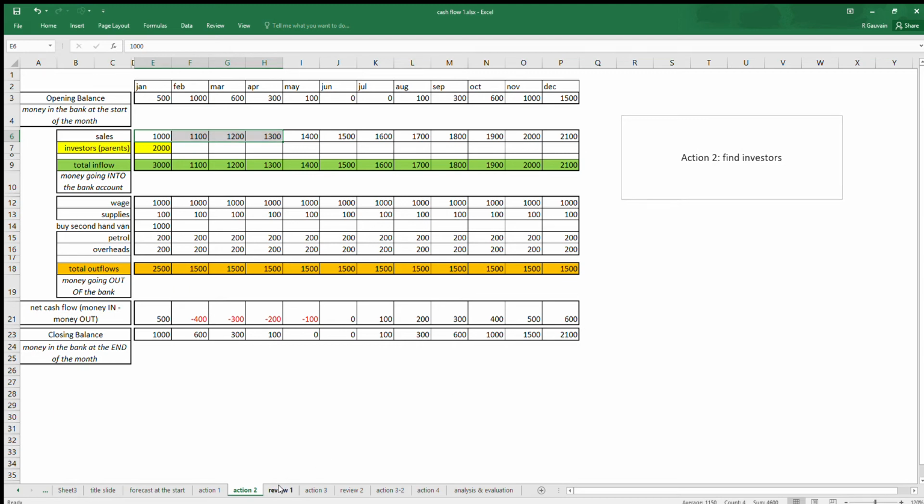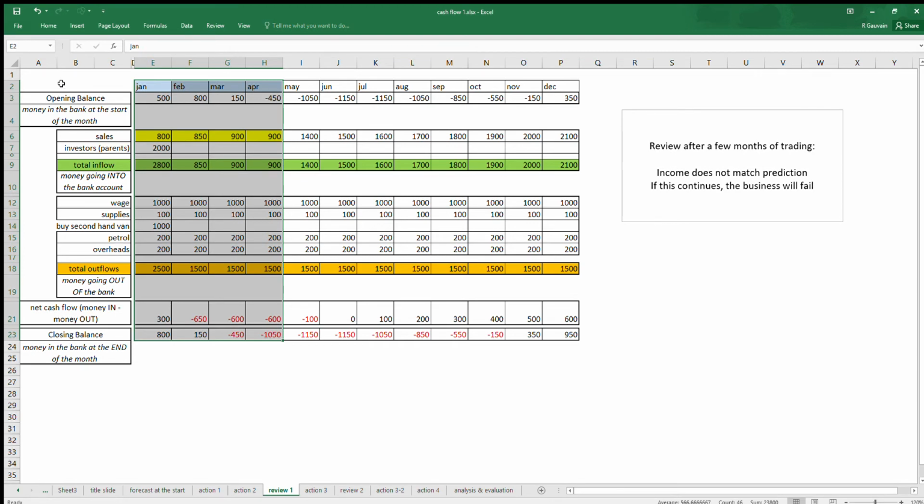After a few months trading, you then review the figures. Here the business has been trading for January, February, March and April, and you enter real figures into your table. You realize that because the sales have been lower than expected, this obviously has an impact on the net cash flow at the end of every month, and the closing balance is looking a lot less positive.